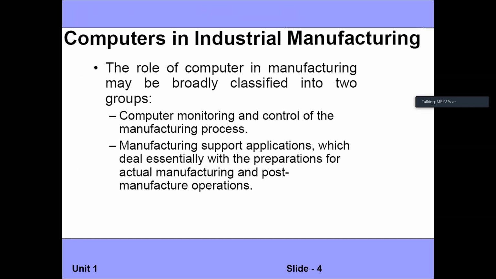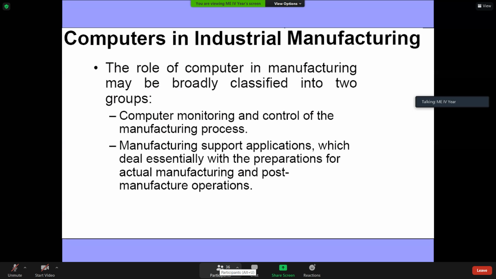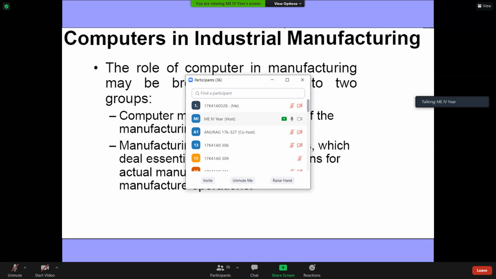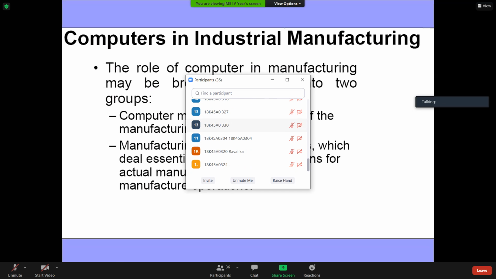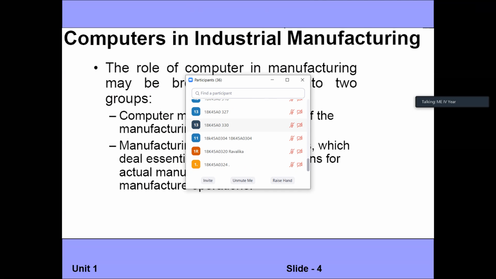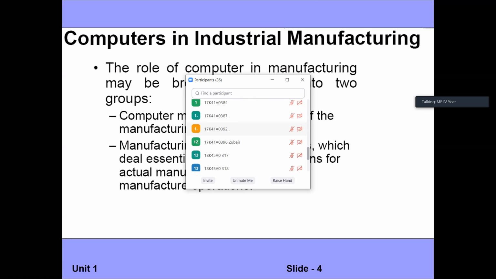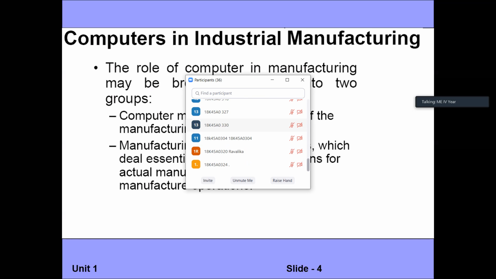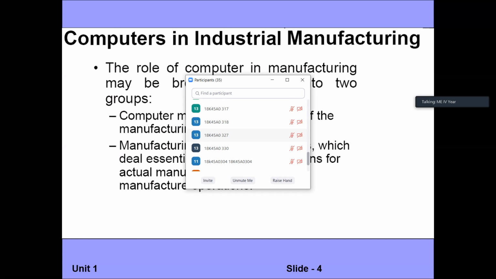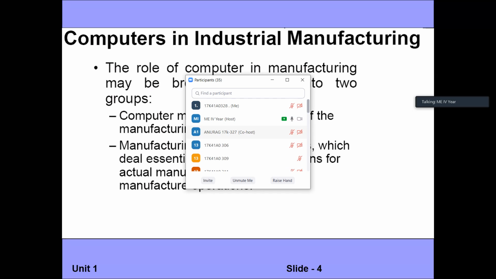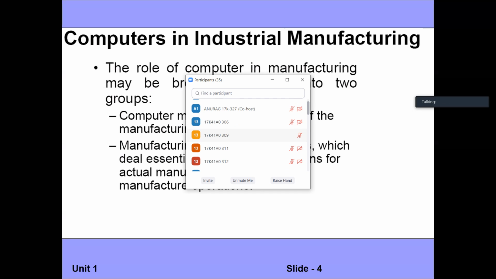This is the first topic in your syllabus: computer's role in industrial manufacturing. The role of computers in manufacturing may be broadly classified into two groups. One is computer monitoring and control of the manufacturing process, and the second is manufacturing support applications, which deal essentially with the preparations for the actual manufacturing and post-manufacturing operations. What is the first point? Computer monitoring and control of the manufacturing process. Is it related to CAD?